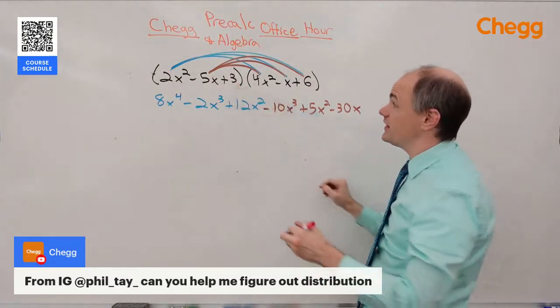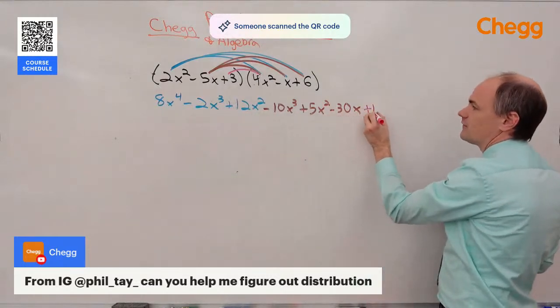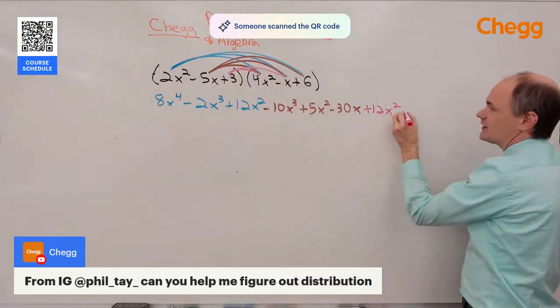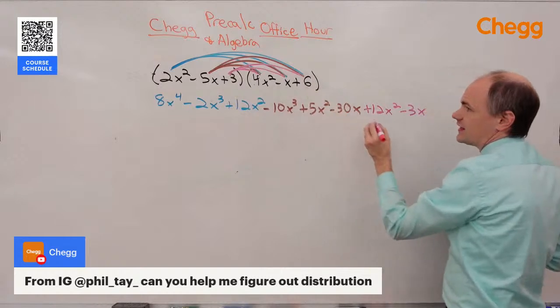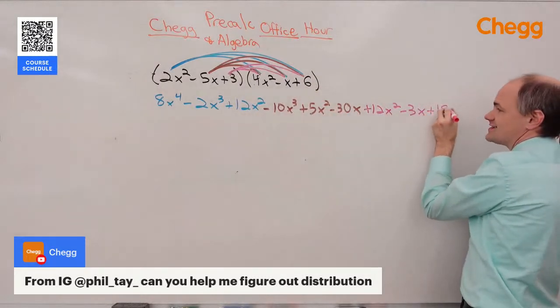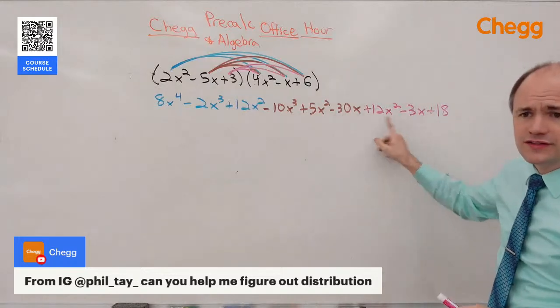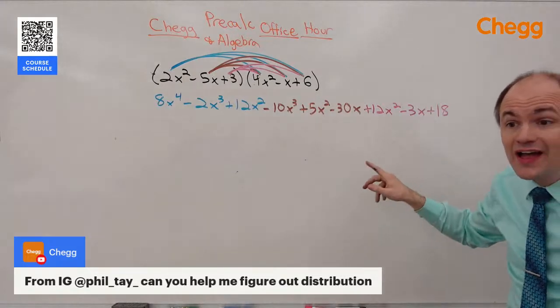We've also got this 3. So the 3 is going to distribute. 3 times 4 is going to be 12x squared. And 3 times -x is going to be -3x. And 3 times the 6 is going to be +18. And so in this way, those colors look really similar. They're different colors, I promise. In this way, we distribute through every term.